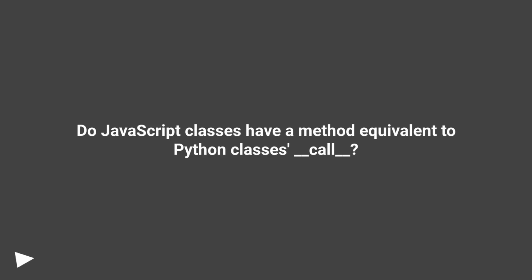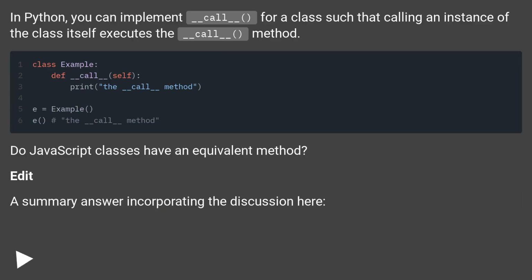Do JavaScript classes have a method equivalent to Python classes? And number 39, __call__. In Python, you can implement __call__ for a class such that calling an instance of the class itself executes the __call__ method. Do JavaScript classes have an equivalent method?